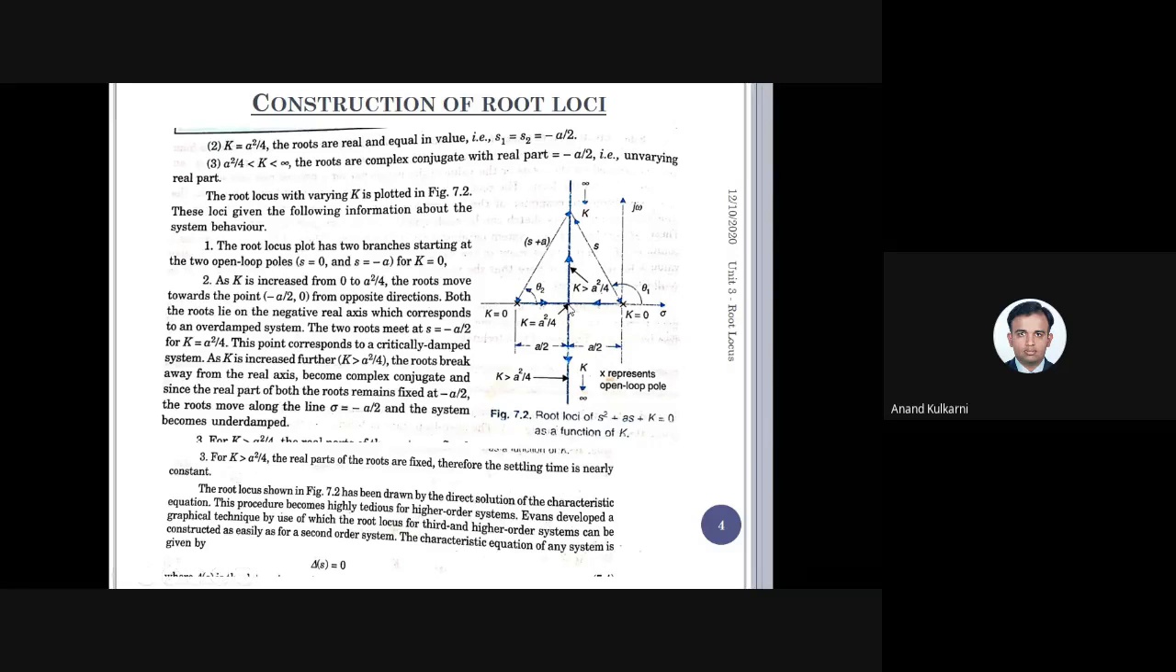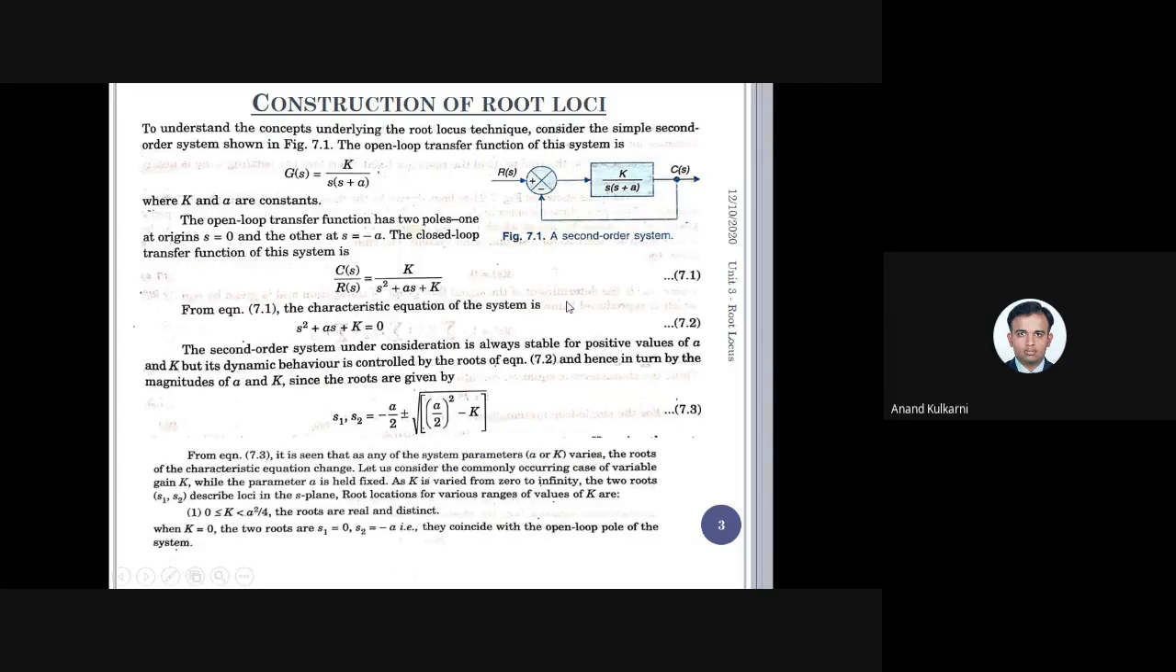Is it clear? As the k value goes on increasing, this root, which is at 0 when k is equal to 0, will start moving towards left. Whereas this root, which was here at −a, will start moving towards right. And when k is equal to (a/2)², that is a²/4, they will meet each other. When they meet each other, afterwards what will happen? Just see.